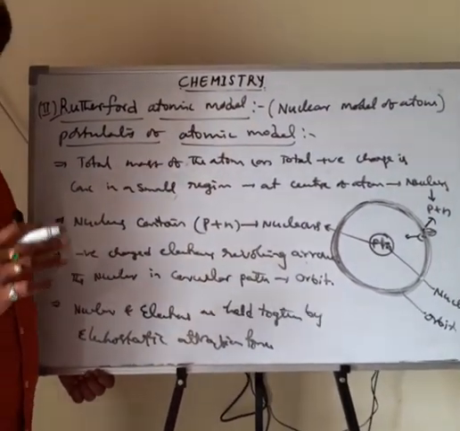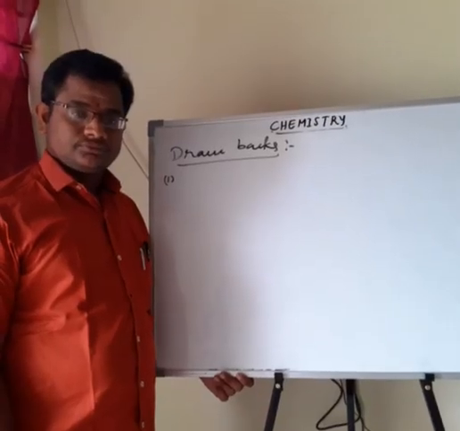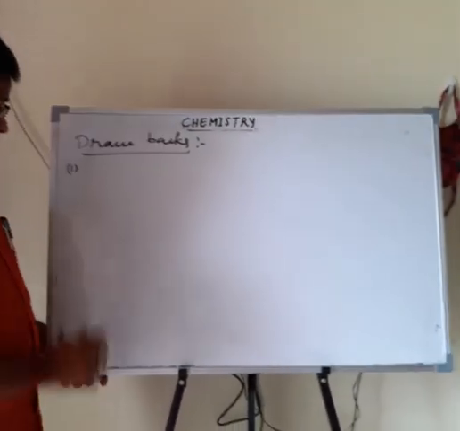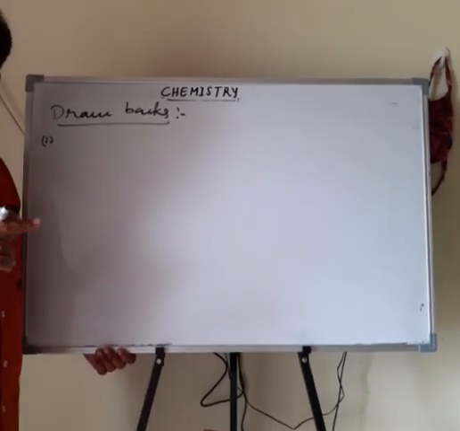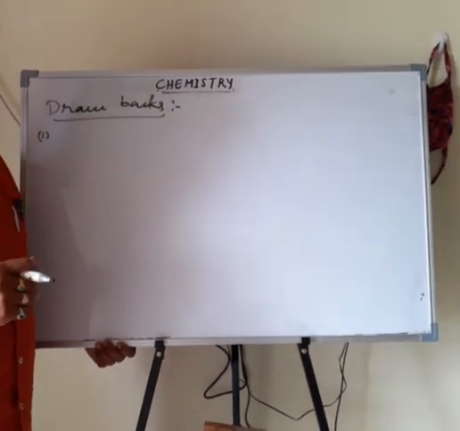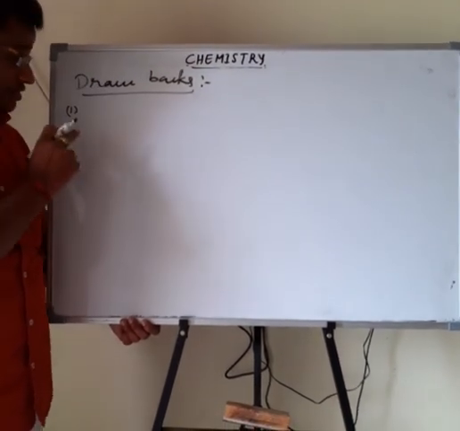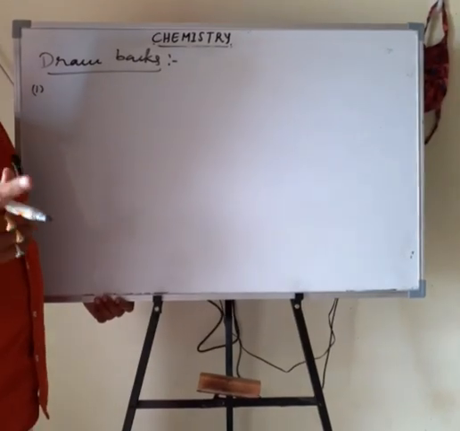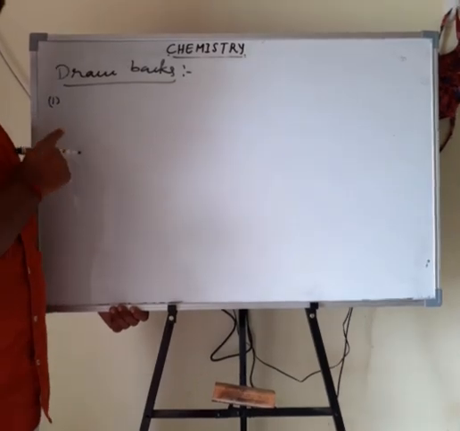Then next, what are the drawbacks involved in the Rutherford atomic model? What are the drawbacks or failures of the Rutherford atomic model? According to the Rutherford atomic model, the first failure is that charged particles like electrons are resembled with planets. That is the main failure of this atomic model. Once again, what is the first failure? The negatively charged electrons are resembled with neutral planets in the solar system. That is the main drawback of this atomic model.